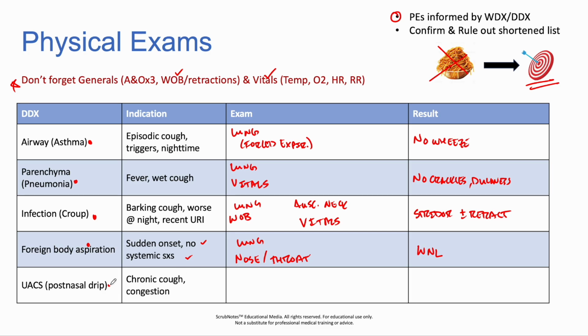And then lastly, if you wanted to check for postnasal drip, there might be cough or congestion. Again, lung exam is pretty critical for this case, but you'd also want to check the nose and throat. Maybe there are some mild upper respiratory findings, but again, probably not likely for our patient today.